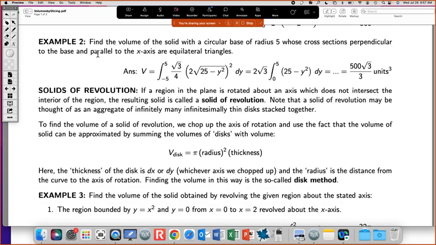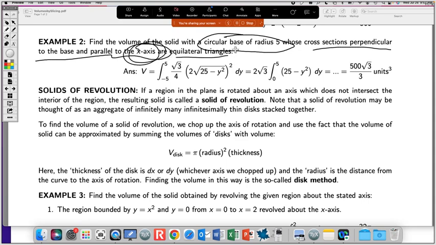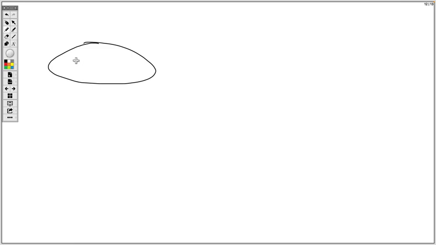Let's take a look at number 2. Find the volume of the solid with a circular base of radius 5, whose cross sections perpendicular to the base and parallel to the x-axis are equilateral triangles. So now we're going to try to visualize this. We're going to have this circular base, and we're going to have the cross sections parallel to the x-axis. And from these cross sections, we're going to grow equilateral triangles. You follow? So that's kind of the setup here.